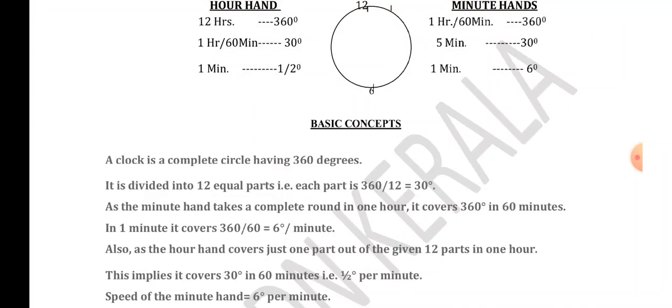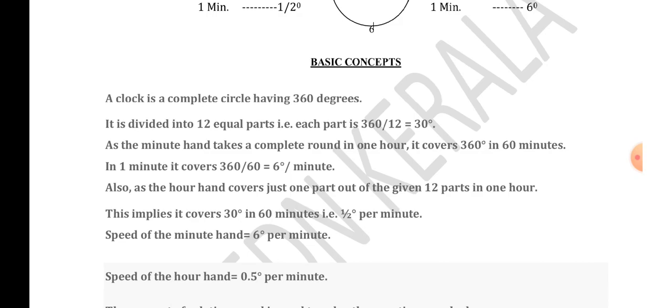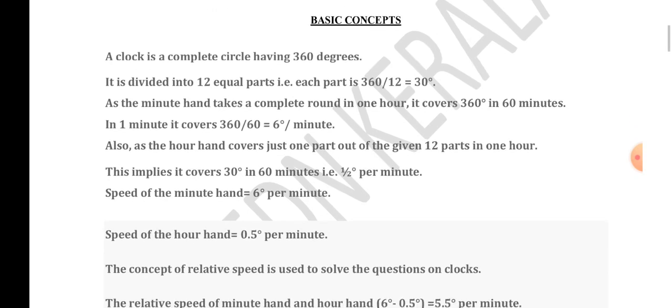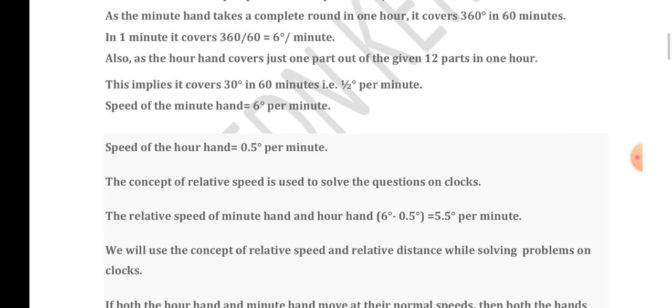A clock is a complete circle having 360 degrees. It is divided into 12 equal parts. Each part is 360 divided by 12, that is 30 degrees. As the minute hand takes a complete round in 1 hour, it covers 360 degrees in 60 minutes. In 1 minute, it covers 360 divided by 60, that means 6 degrees per minute. Also, as the hour hand covers just one part of the given 12 parts in 1 hour, this implies it covers 30 degrees in 60 minutes, that is half a degree per minute.